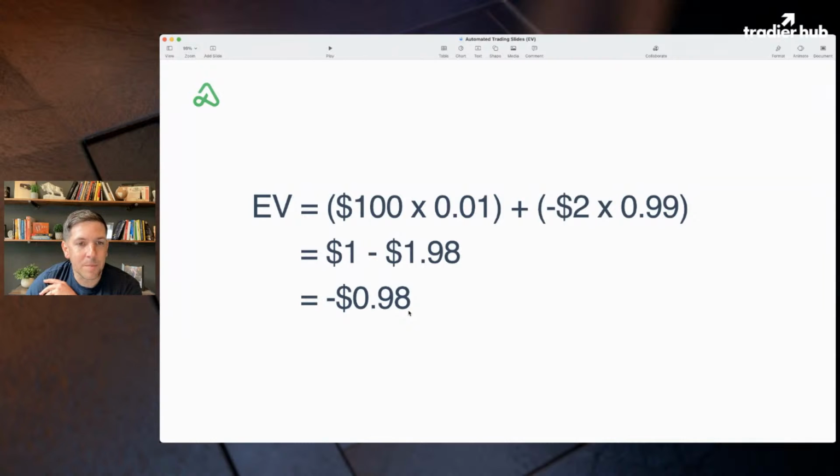So the expected value of playing this game is negative. It means that if we keep playing this game, we will consistently lose over time. In fact, the more we play, the more likely it is that we will lose playing this game. Could you get lucky and hit a couple hundreds? Of course.